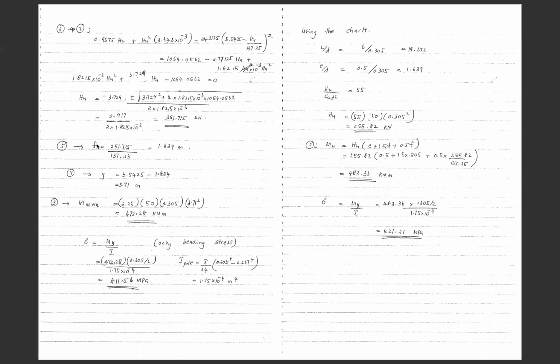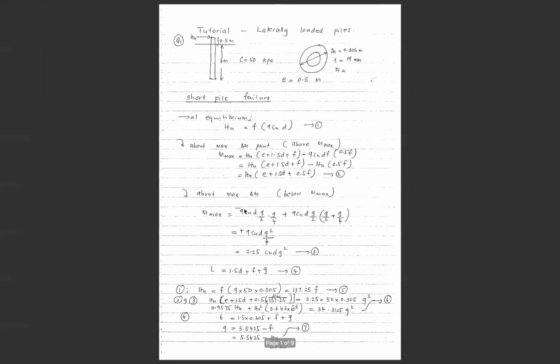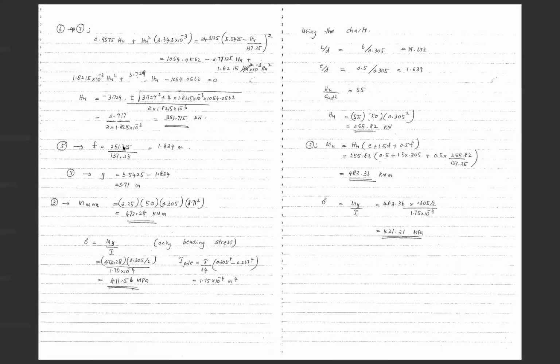To find the value of F, we have already obtained the value of H ultimate from the previous step. We can find the value of F from equation number 5, because F here is equivalent to HU divided by 137.25, and that will give us 251.715 divided by 137.25. That will give us the value of F as 1.834. And we can solve for the value of G in the same way.